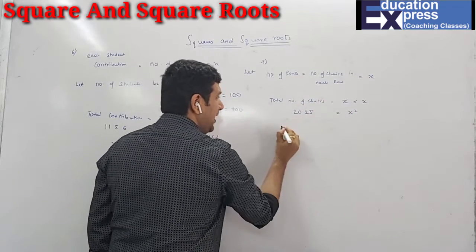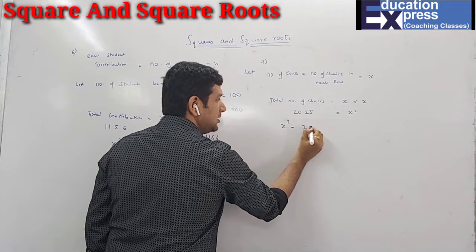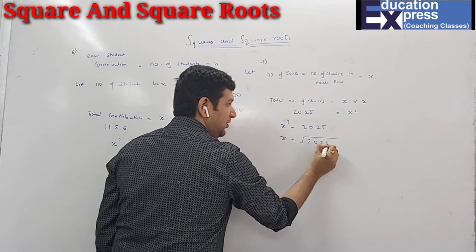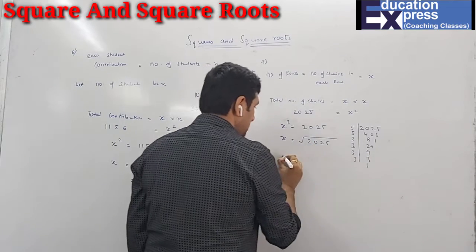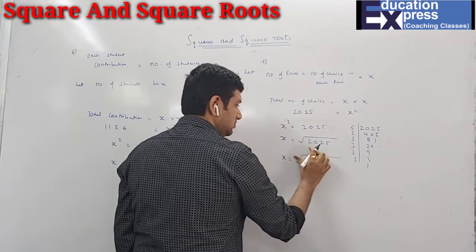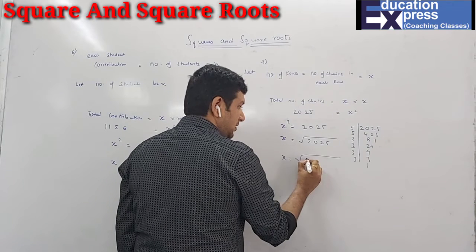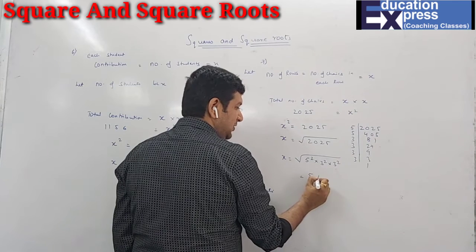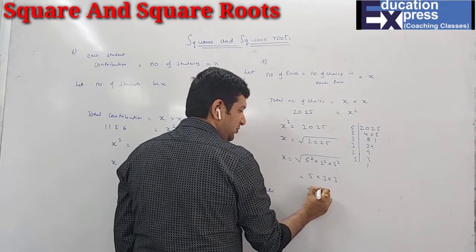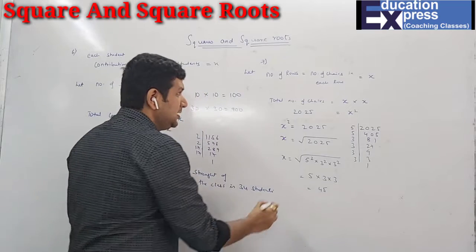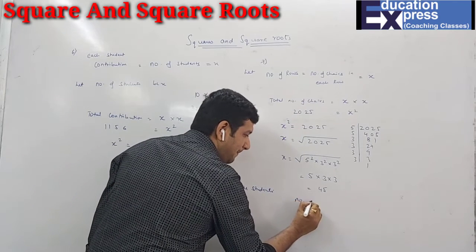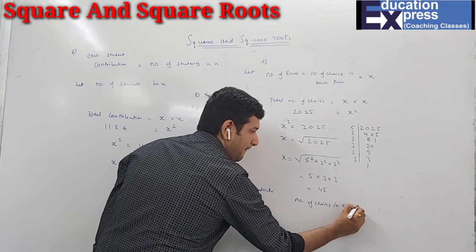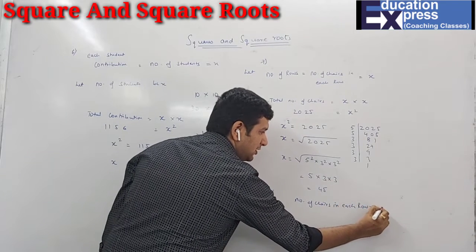So again, x square is 2025. If I take a square root, under root 2025. Now I have to find the factors. So x is under root 5 square, 3 square and 3 square. So 5 into 3 into 3. 15 3s are 45. That means the number of chairs in each row is 45.